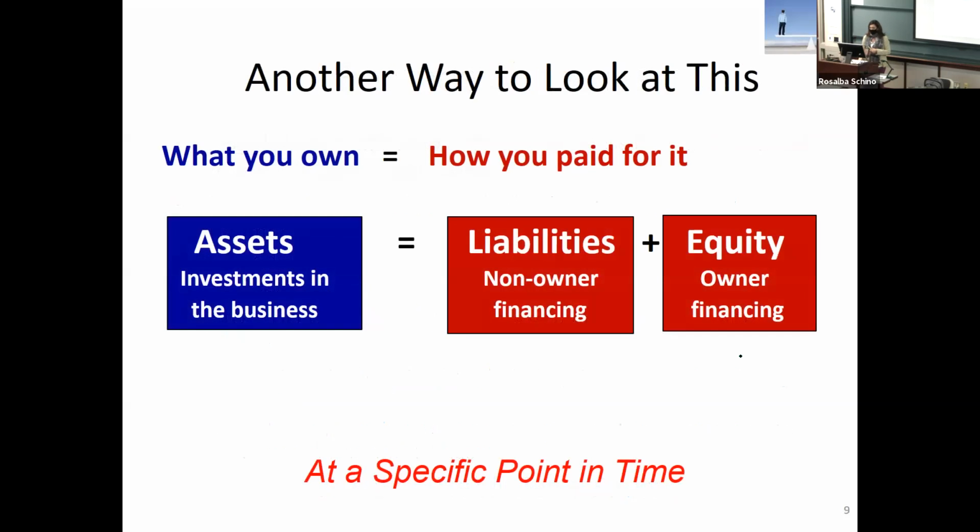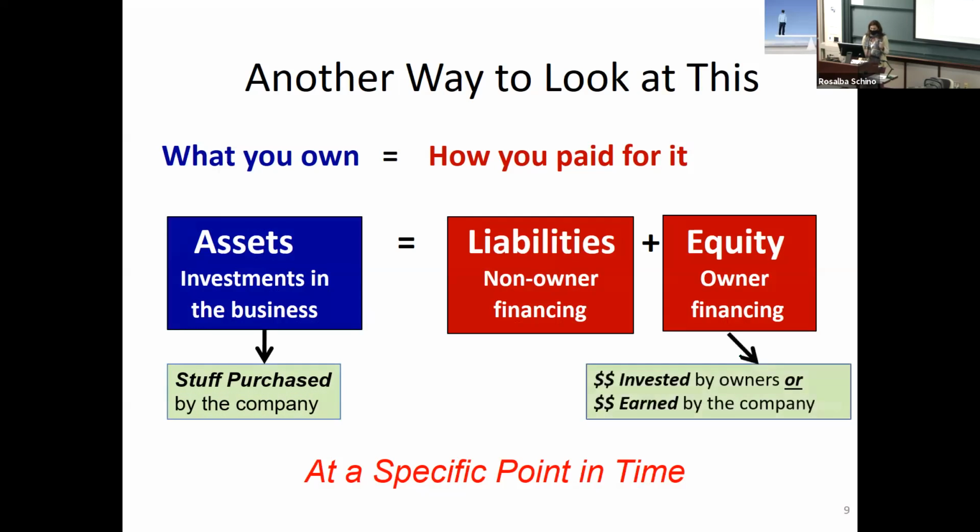All right, so again, assets are what we own, and liabilities and equity are how we paid for it. So assets are stuff that we purchase, versus equity are investments, and liabilities are what we borrow at a specific point in time. So let's keep that in mind. It's always at a specific point in time. Questions before we move on?